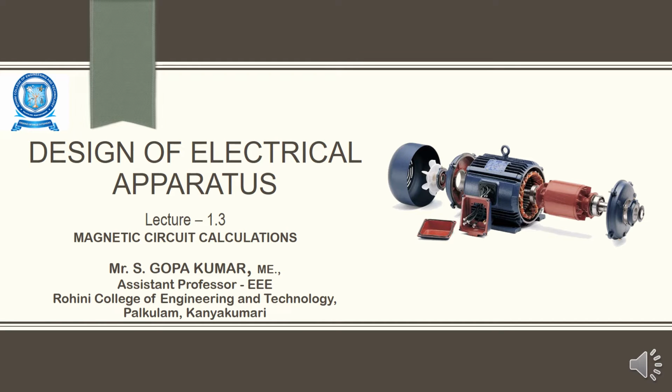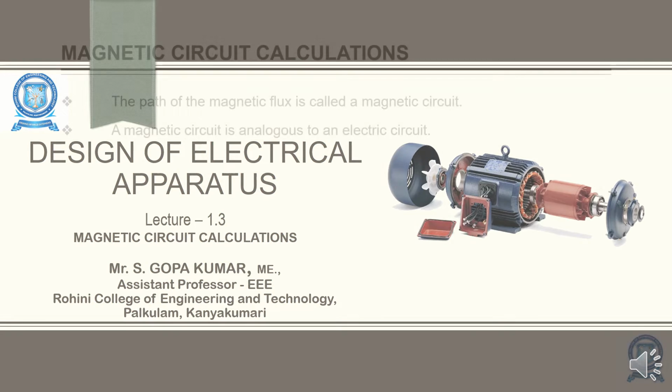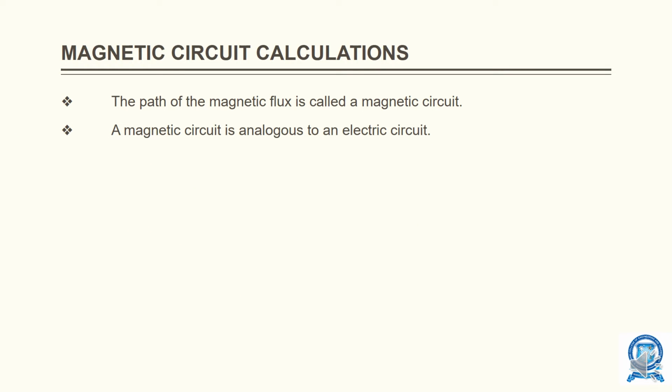Welcome you all. In this session, we are going to discuss the magnetic circuit calculation in electrical machine design. Magnetic circuit calculation. The path of magnetic flux is called a magnetic circuit. A magnetic circuit is analogous to an electric circuit.